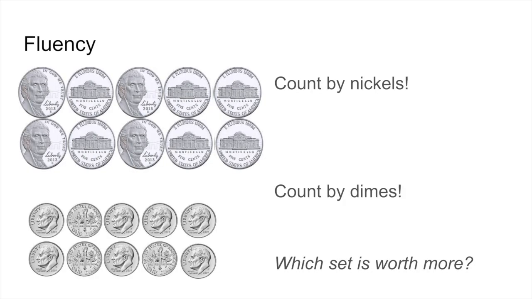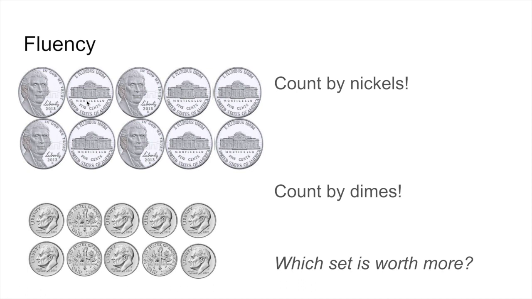Let's start with some fluency. First, we're going to count by nickels. How much is a nickel worth? A nickel is worth 5 cents. How many nickels do we have? We have 10 nickels. Let's count by fives.